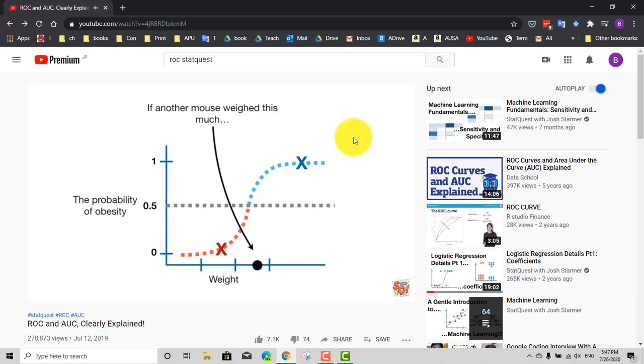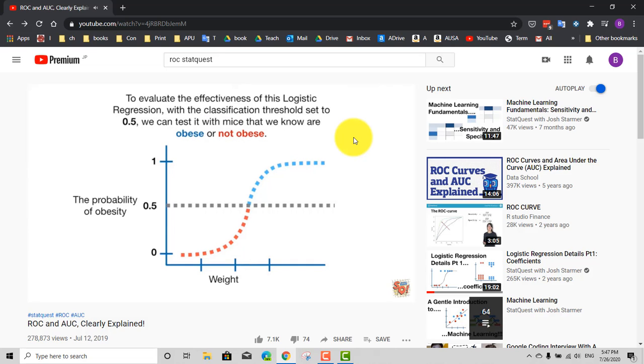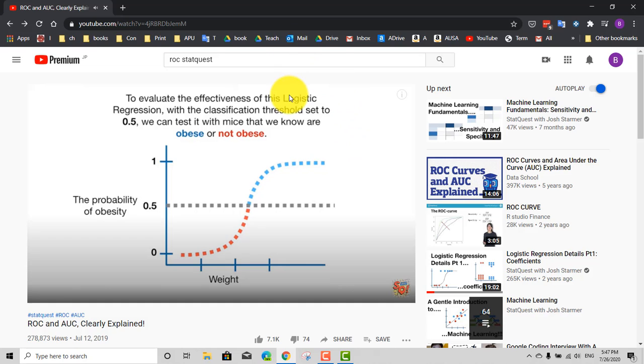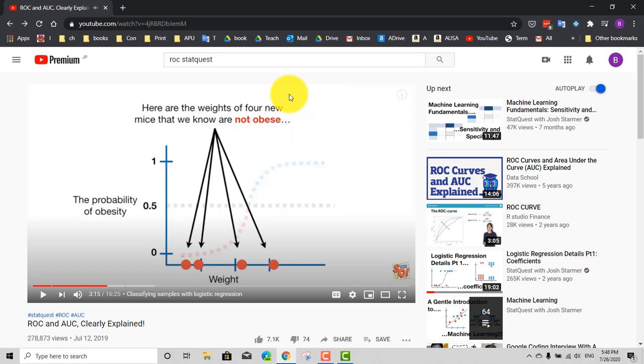If another mouse weighed this much, then we would classify it as obese. And if another mouse weighed this much, then we would classify it as not obese. To evaluate the effectiveness of this logistic regression with the classification threshold set to 0.5, we can test it with mice that we know are obese and not obese. So we have a test set, and we're going to see what predictions the model makes.